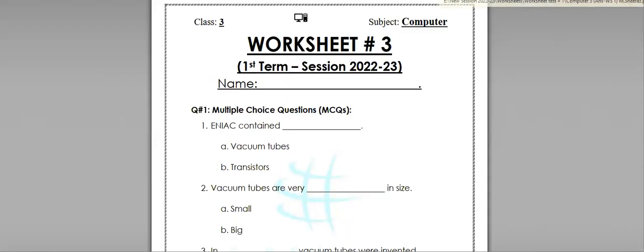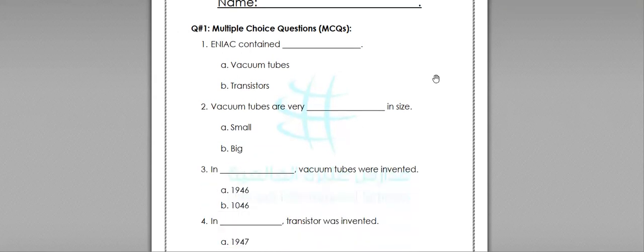So this is worksheet number 3. Now we have a first question, a multiple choice question. ENIAC contained dash: vacuum tube or transistors. The right answer is vacuum tube.